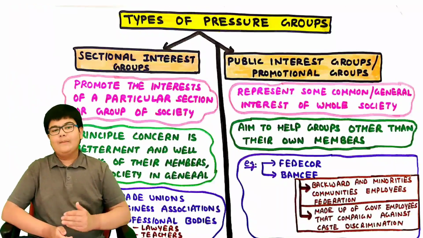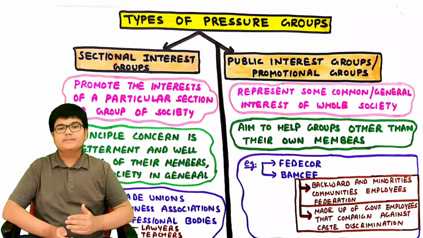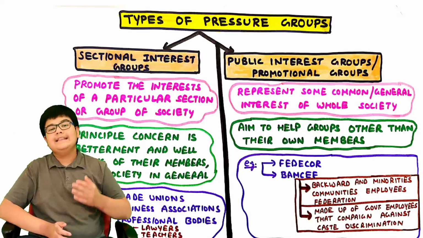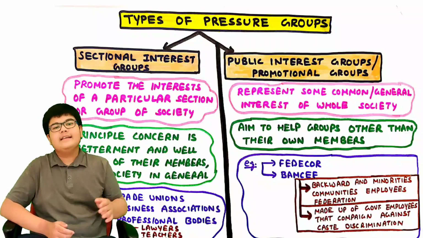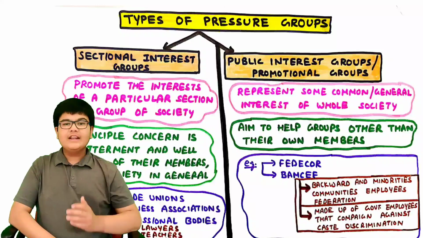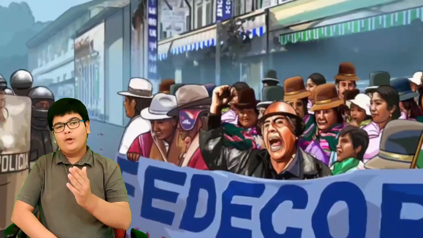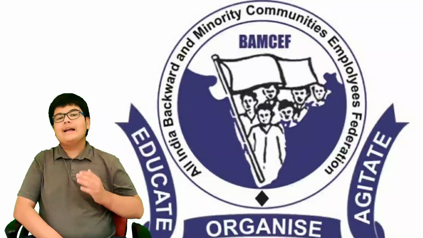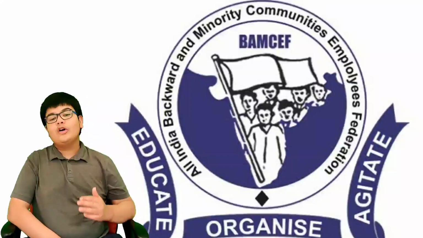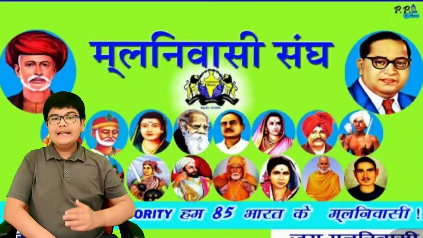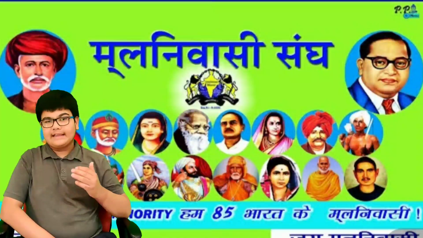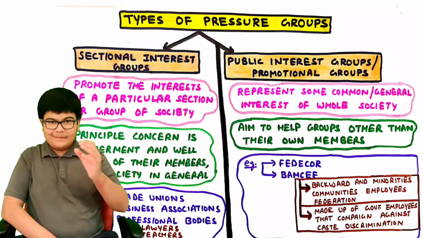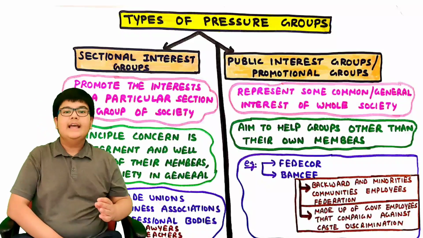Second, public interest groups, also known as promotional groups. They represent some common or general interest of the whole society, and they aim to help the whole society rather than their own members. For example, FEDECOR, which was in Bolivia, and second, BAMCEF. Its full form is Backward and Minorities Communities Employees Federation. It is made up of the government employees that campaign against caste discrimination. It is made up of the people who think that caste discrimination is not right and they want to change it.